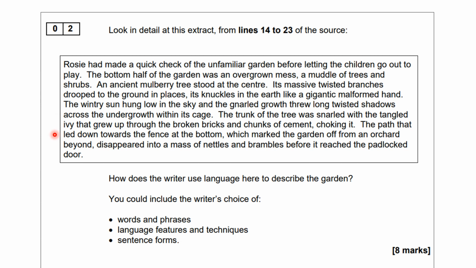The path that led down towards the fence at the bottom, which marked the garden off from an orchard beyond, disappeared into a mass of nettles and brambles before it reached the padlocked door. The question is, as always, how does the writer use language here to describe the garden?